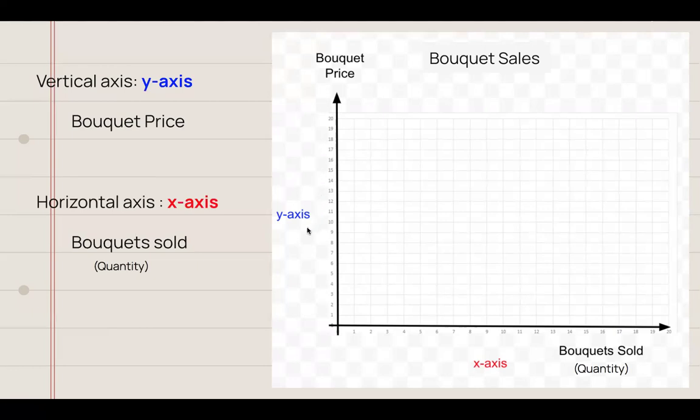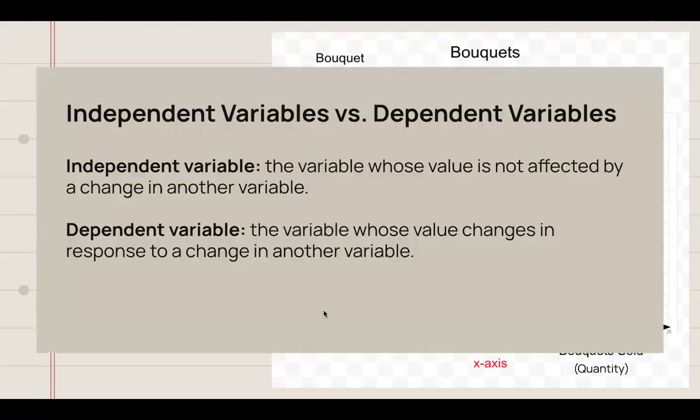And we can also refer to a y value and an x value as being variables. Now we have independent variables and we have dependent variables. An independent variable is the variable whose value is not affected by a change in another variable. The dependent variable is the variable whose value changes in response to a change in the other variable.